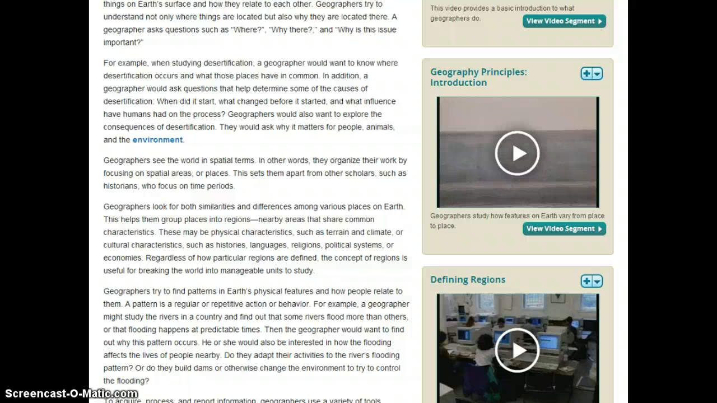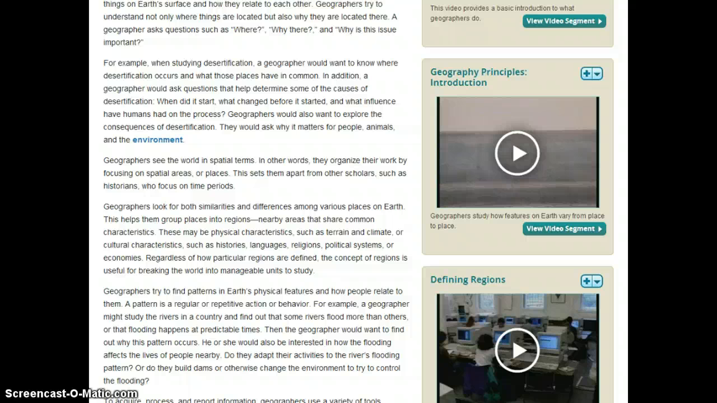Nearby areas share common characteristics. These may be physical characteristics, such as terrain and climate, or cultural characteristics, such as histories, languages, religions, political systems, or economies. Regardless of how particular regions are defined, the concept of region is useful for breaking the world into manageable units of study.